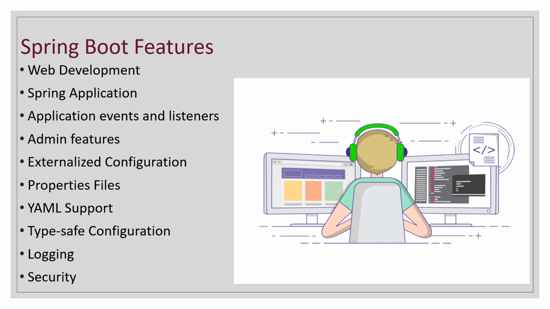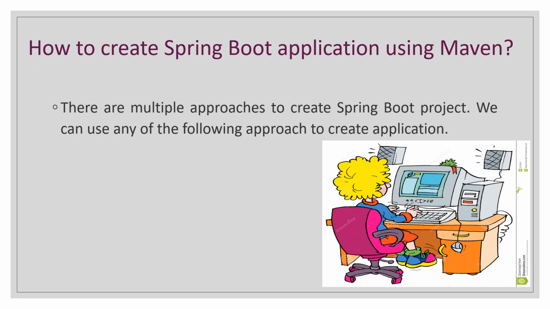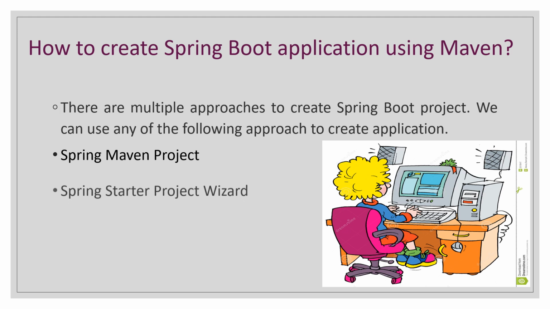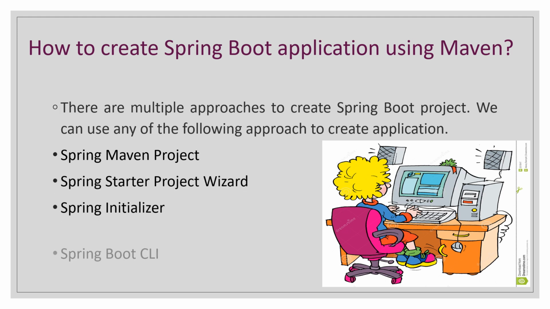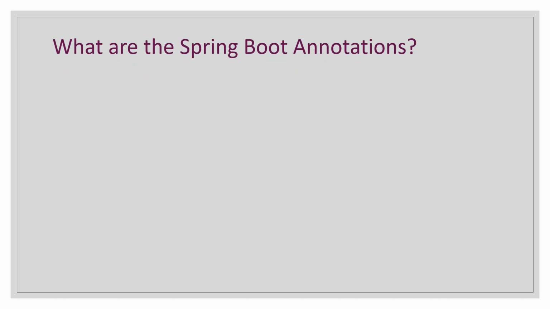Security. A Spring Boot application is a Spring-based web application, so it is secure by default, using authentication on all HTTP endpoints. A rich set of endpoints is available to develop a secure Spring Boot application. So that is the feature set of Spring Boot. And how do we create a Spring Boot application using Maven? There are multiple approaches to create a Spring Boot project. We can use any of them to create the application: Spring Maven project, Spring Starter Project wizard, Spring Initializr, Spring Boot CLI. So there are various ways we can use.